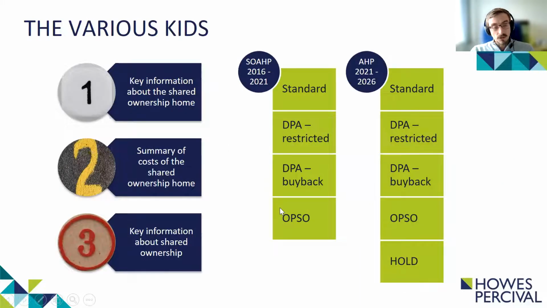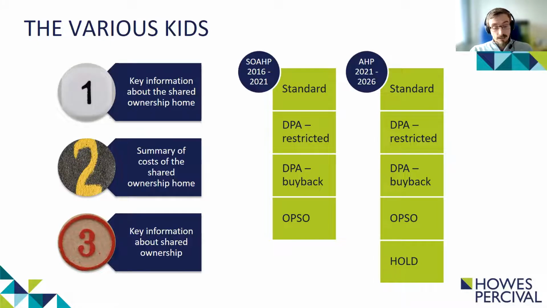So how do we get to 27? Well, each pack of KIDs comprises 3 separate documents. The first is key information about the shared ownership home. The second is a summary of the costs of the shared ownership home. And the third is the key information about shared ownership itself as a product, and we'll look at how these differ shortly. There are also different versions of each of these three documents depending on the funding programme and the type of shared ownership.